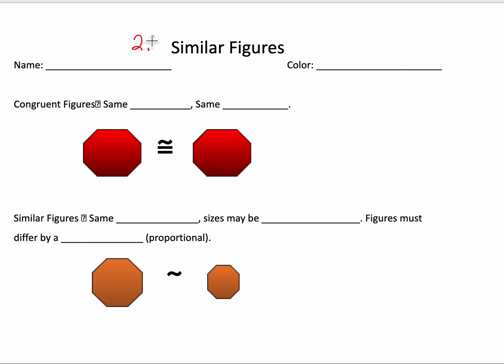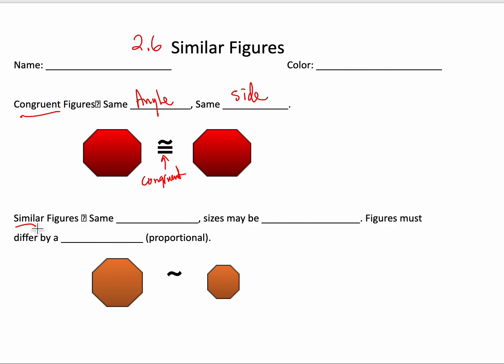2.6 Similar figures. Similar figures are the dilations. We're going to start with congruent figures. Remember, this symbol means congruent, and they have the same angles and same sides. That's what congruent means.